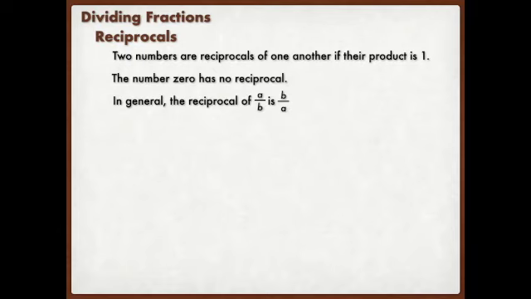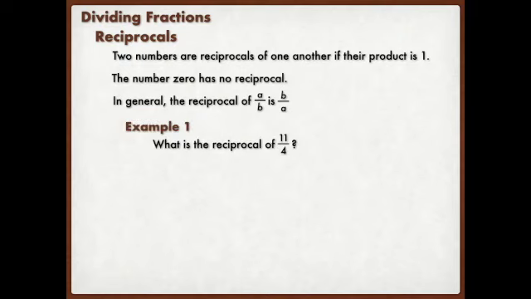So the number 0 does not have a reciprocal, but let's look at the example. The reciprocal of a/b is b/a. So the reciprocal of A over B is B over A. So it's flipped, it's the opposite. So let's look at some examples.